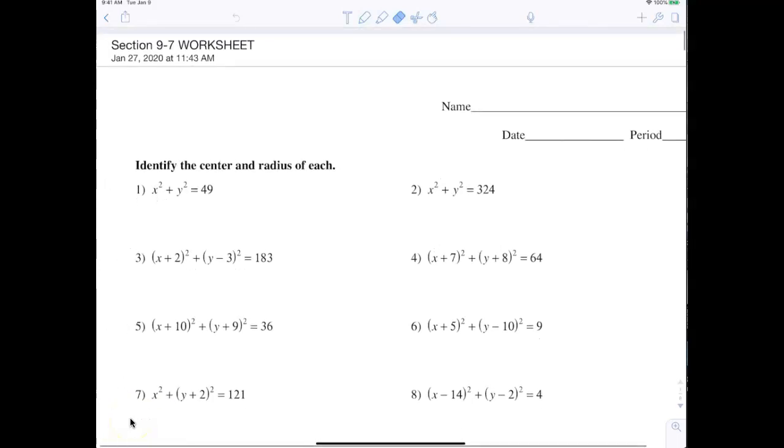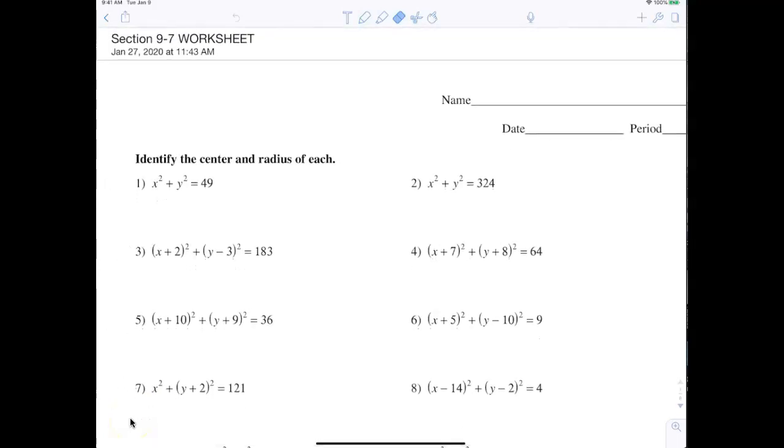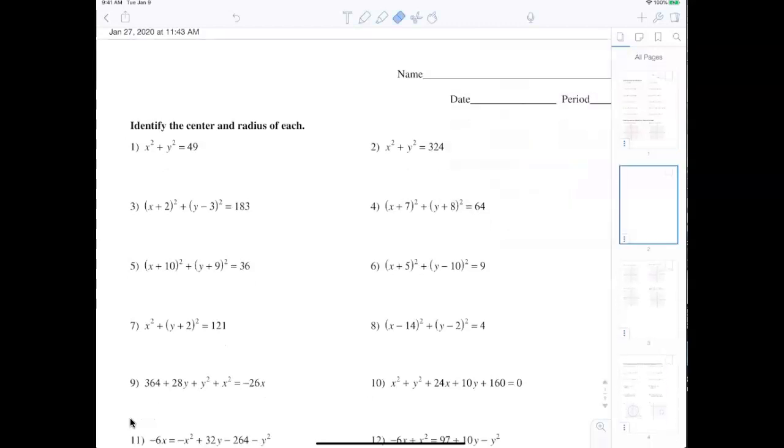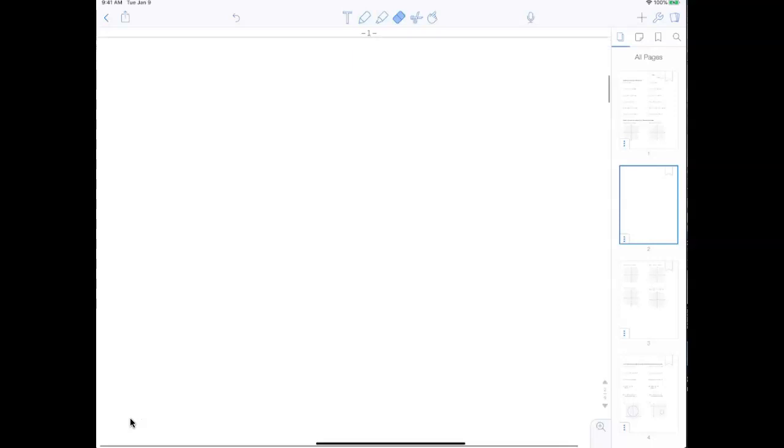All right, so identifying the center and radius of each circle. In order to do that, what you have to do is understand what the actual equation of a circle is.